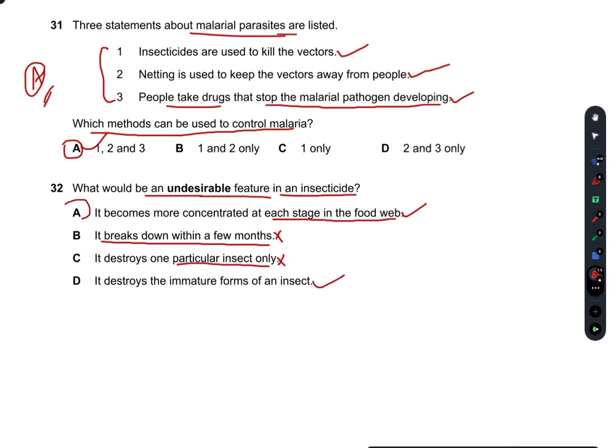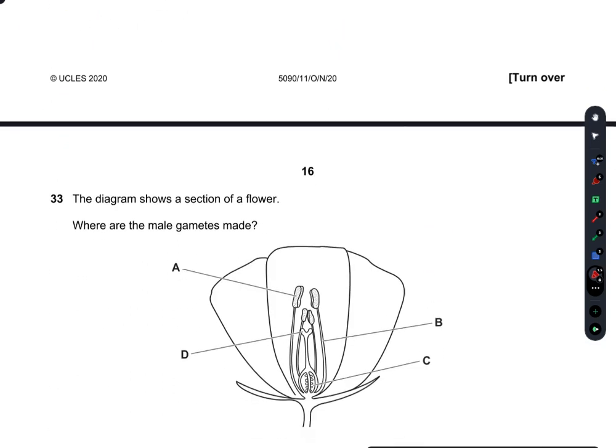So we are only left with A, and we know that insecticides become more concentrated at each stage in the food web, which ultimately hampers the life cycle of plants, animals, and also aquatic life. Plus, it also alters the ecosystem. So A is the right answer.